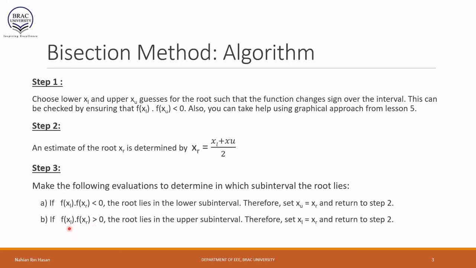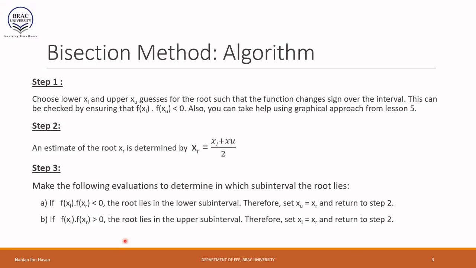That means f of xl and f of xr, for this case, are situated on the same side of the root. That means they are of similar sign. So if this is the case, what we do, we increase the lower boundary. That means we set xl equal to xr. So once we do this, our new boundary is xr and xu. With this new boundary, we return to step 2 and we recalculate the steps.